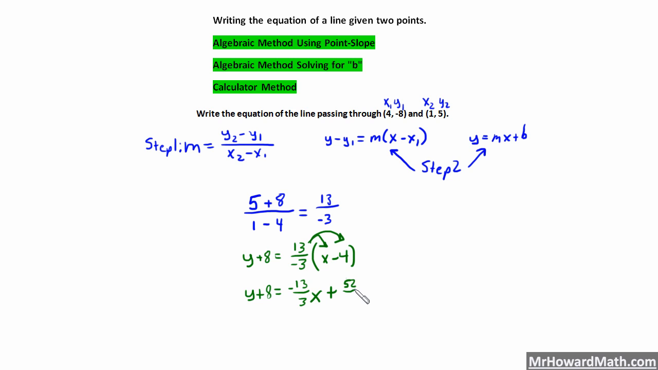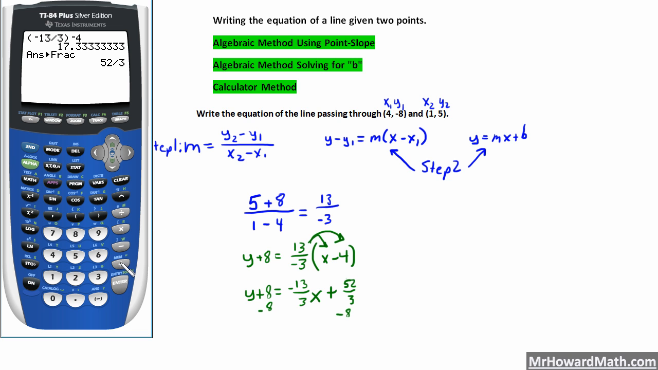Alright, so we need to subtract 8 here to get y by itself. So let's subtract 8. Let's bring our calculator back in here. So we have 52 over 3. So since that's already my answer here, I can just say minus. So it'll do 52 over 3 minus 8.